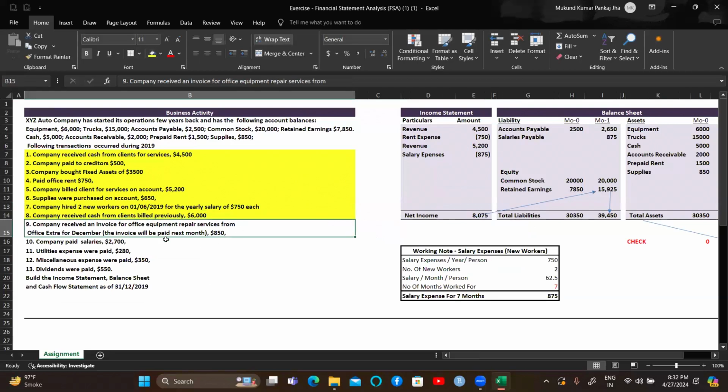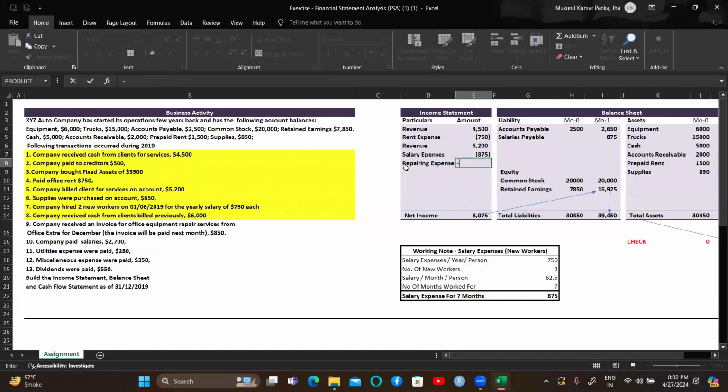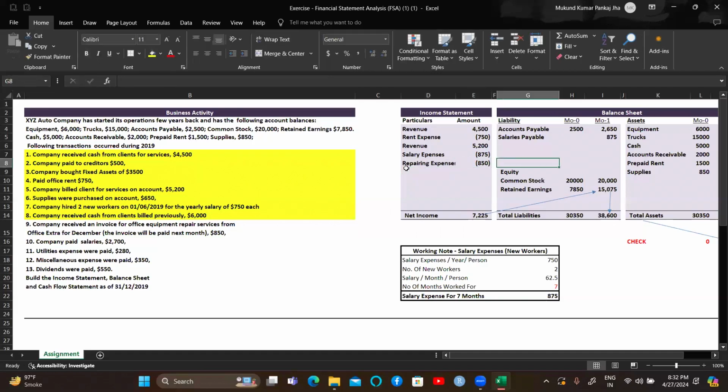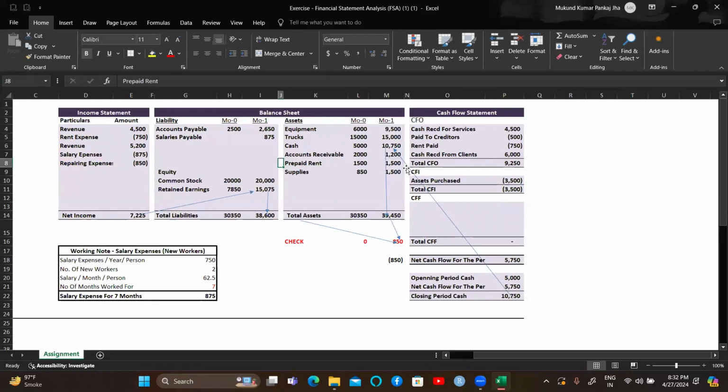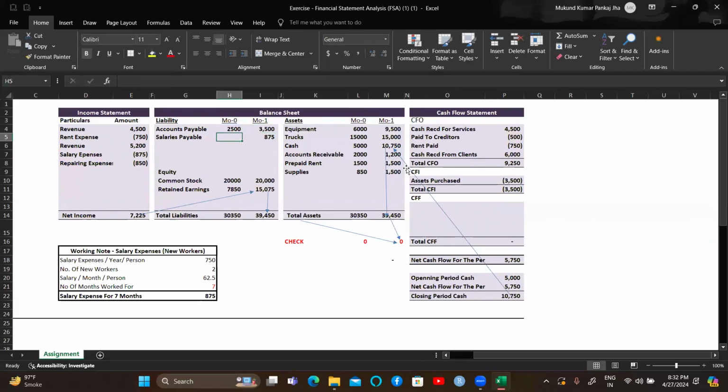Company received an invoice of office equipment repair services from Office Extra for December. The invoice will be paid next month. Repairing expenses worth rupees 850. And since it will be paid next month, 850 should be added in accounts payable.